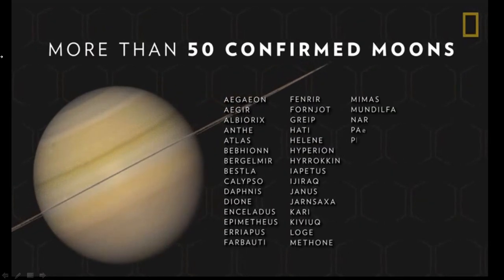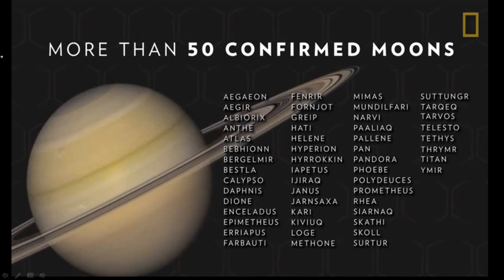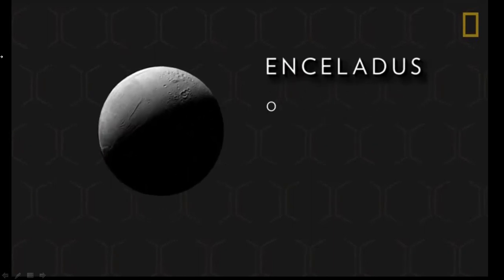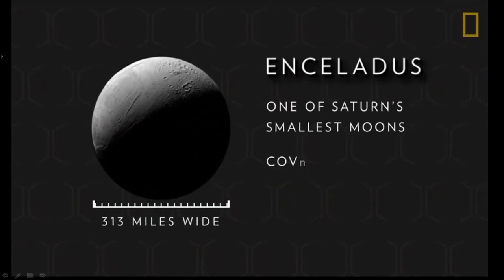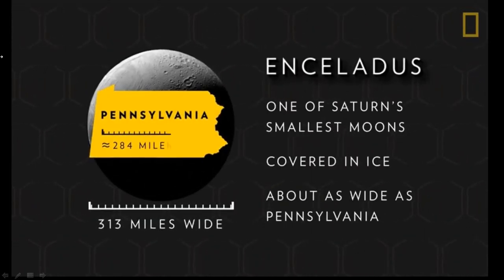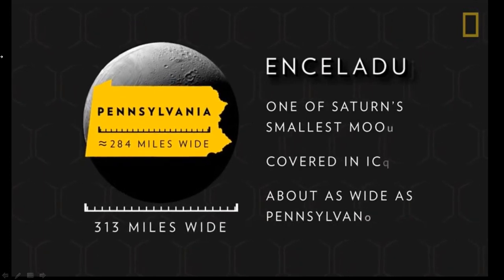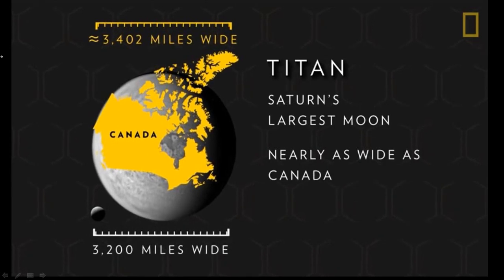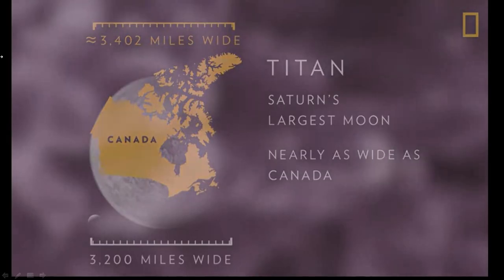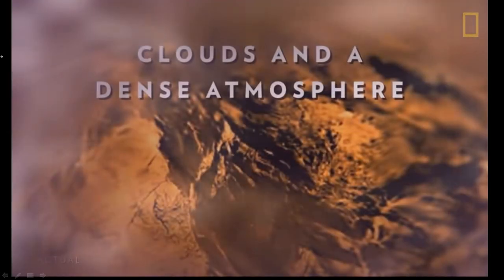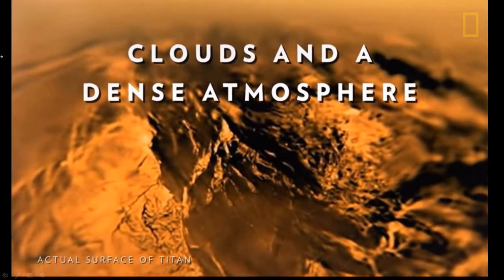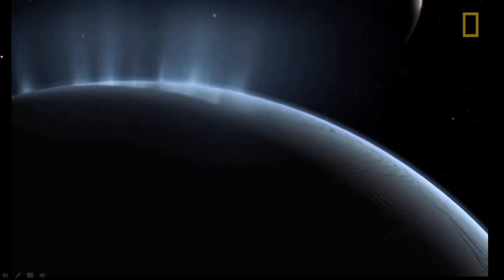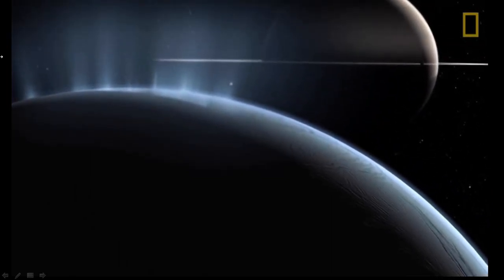Saturn has more than 50 confirmed moons, and each varies in size and terrain. Enceladus, one of Saturn's smallest moons, is covered in ice and only about as wide as the state of Pennsylvania. Titan, Saturn's largest moon, is nearly as wide as Canada. Titan is also the only moon in the solar system with clouds and a dense atmosphere. Both Titan and Enceladus have underground oceans that would make them potentially capable of sustaining life.